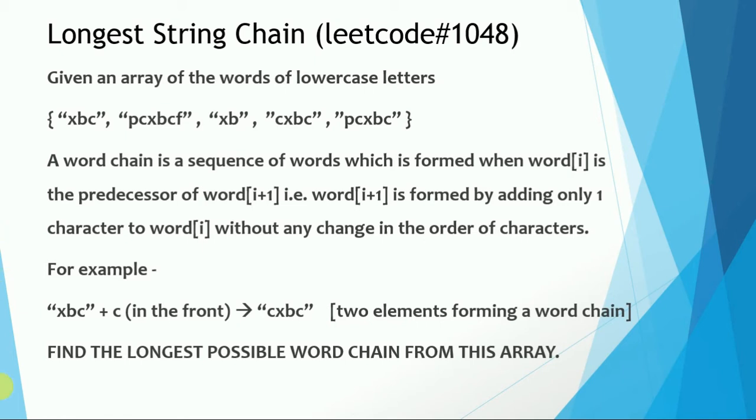So for example, xbc from this array over here is a predecessor of the word cxbc. Note that by adding the character c to xbc, you get the word cxbc. The ask is to find out the length of the longest possible word chain, or a string chain, from the given array of words. We'll construct a DP algorithm to solve this problem in the DP framework.